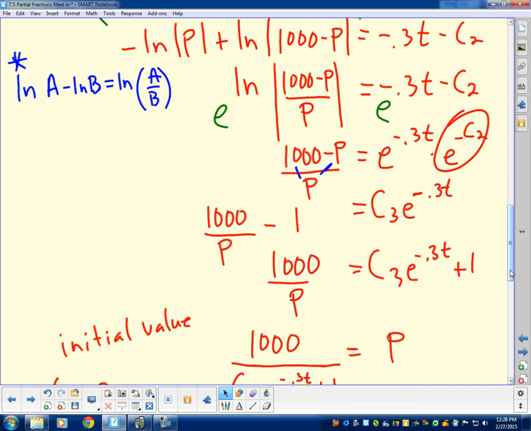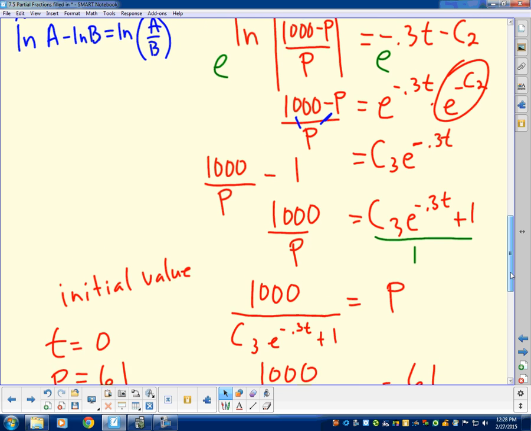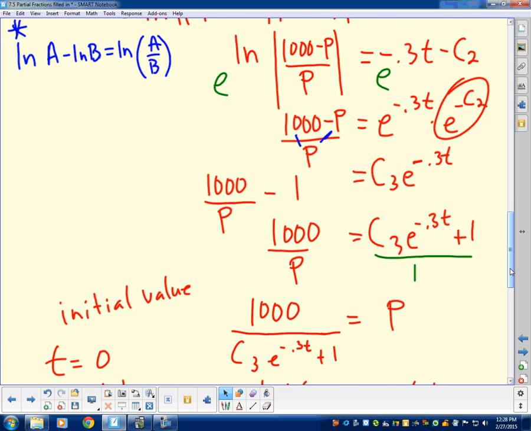And then if we think about this as a proportion, so I'm putting the divided by 1 there to help us see this as a proportion, I can apply the cross product property, which says P and this c sub 3 e to the negative 0.3 t plus 1 can swap positions. So my final solution is P equals 1,000 over c sub 3 e to the negative 0.3 t plus 1. And that plus 1 is not in the power.